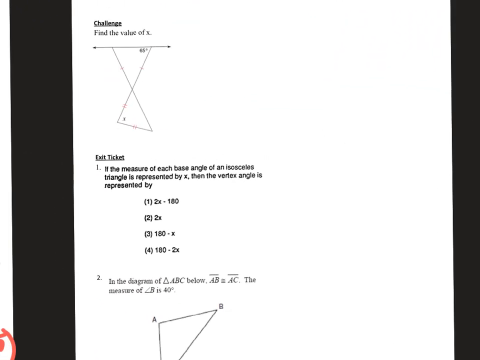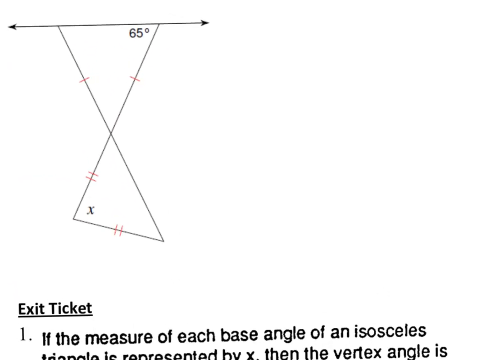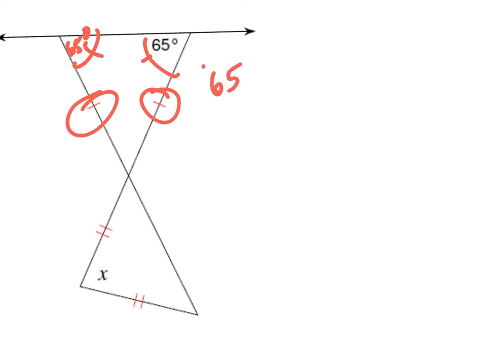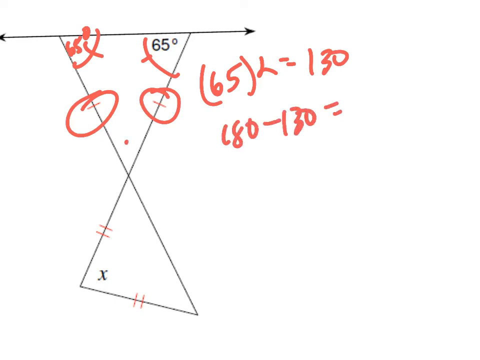You're free to do the challenge on your own, right? If you want to do the challenge together, let's try this out. These are my legs, right? So I know that these are going to be my base angles, so they're going to be congruent. This is also 65, right? 65 times 2 gives me 130, right? So 180 minus 130 is going to give me this vertex angle right over here, which is 50 degrees.